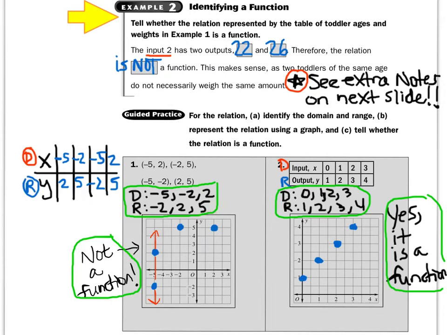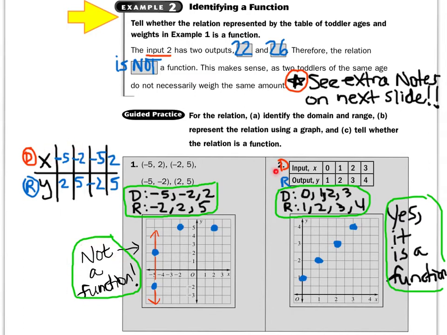Okay, now here's the deal. See how this point is right on top of this point, and if I drew a vertical line, they would be right on top of each other? That is not allowed. So that's why it is not a function. Now if you're looking at the table, if you want to look at the table without graphing it, you always look to see if any X values repeat. If any X values repeat, then it's not a function.